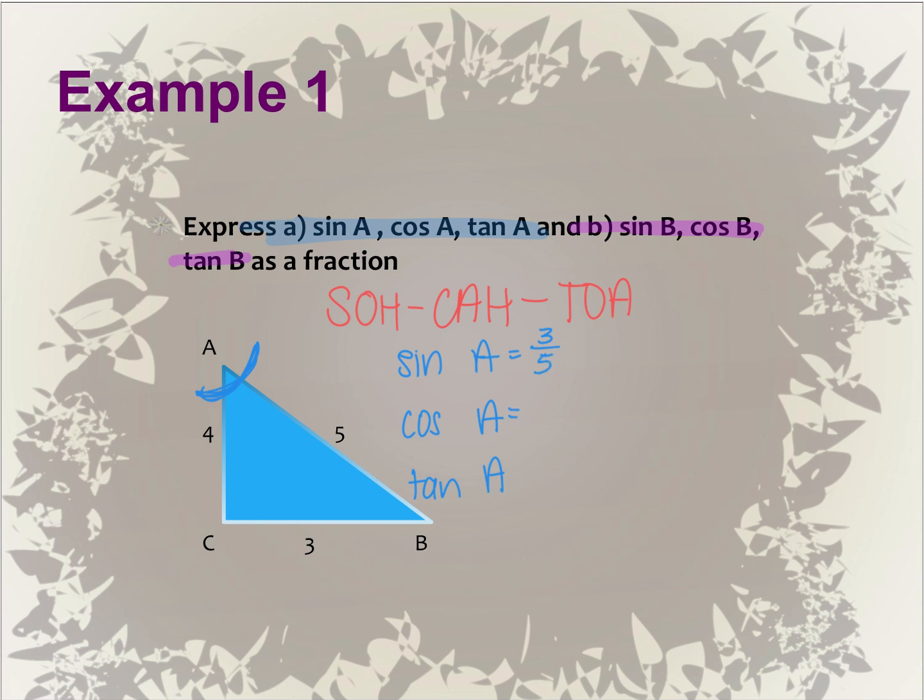Looking at cosine A. So I'm still looking at angle A. And what's the adjacent side? 4 over what's the hypotenuse? Good. And then looking at tan A, what's the opposite side to angle A? And what's the adjacent side? 4.